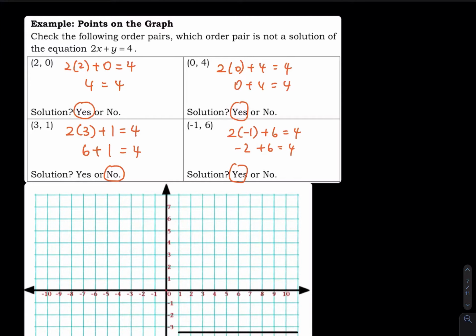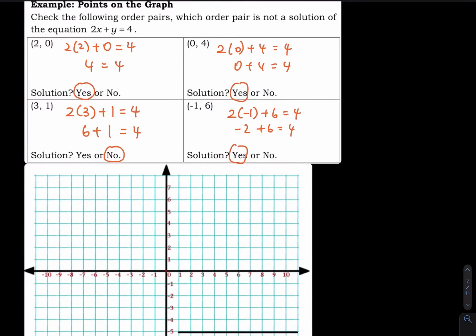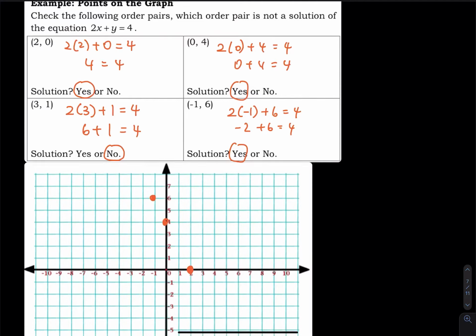So what we have to do is plot the 3 yes. So the first one is (2, 0): x equals 2, y equals 0. And then x equals 0, y equals 4. And then x equals -1, y equals 6. So we have these 3 points.